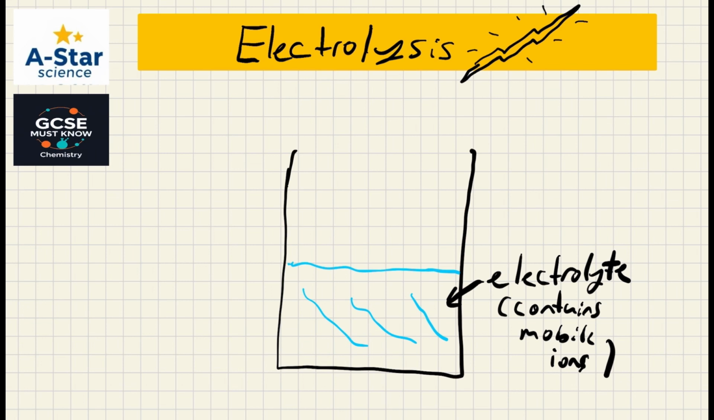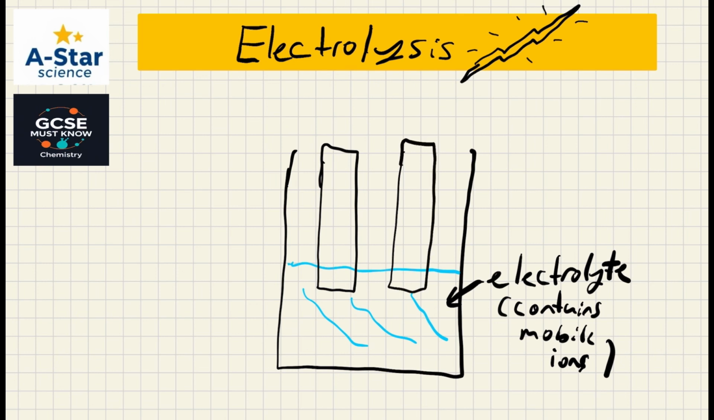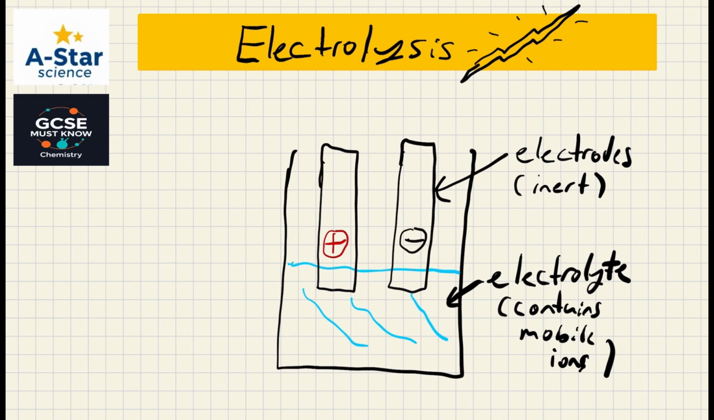And in that electrolyte, you'll see resting two electrodes. And normally these are made from graphite. These we call electrodes. And these are inert material, meaning they're non-reactive, because you do not want the electrodes to react with anything else in your solution. Now, one of the electrodes is going to be positively charged, and the other is going to be negatively charged.